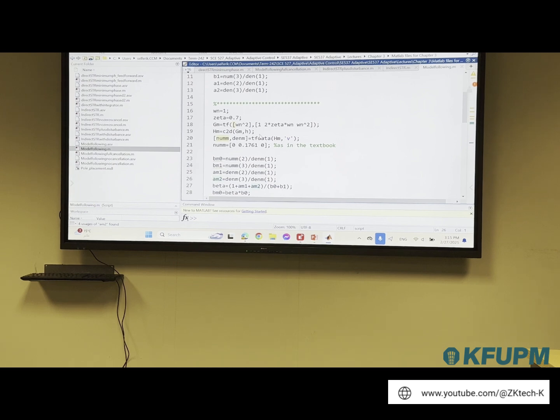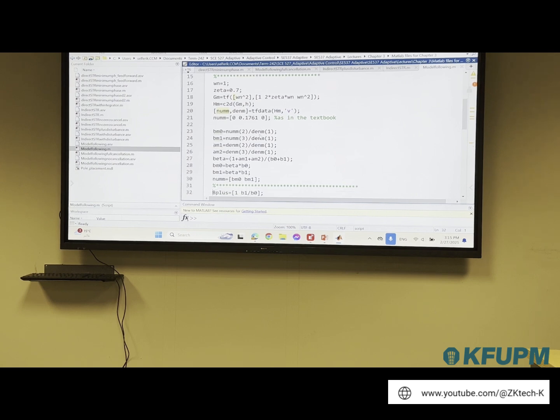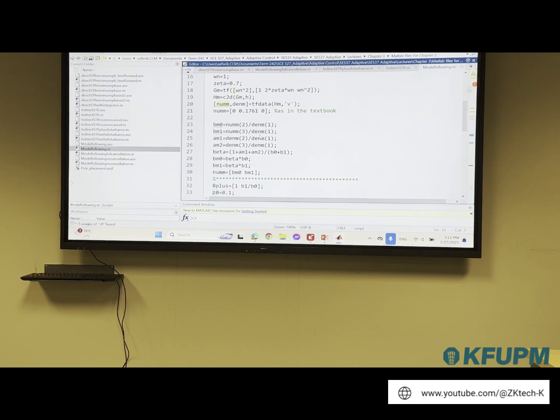All right? Then, Doctor, why do you divide by 1? Sometimes they don't give you 1. Oh yes, it gives you something else. What is it? Beta, just to make sure the gain is equal to 1. Beta is here. It's the inverse of the gain, one plus Am1 plus Am2 divided by B0 plus B1. So make sure that the gains are the same for both systems.